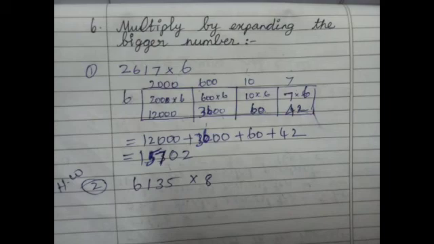So similarly one more sum is given for you. You have to expand the number first, then multiply the number, then finally you can add and find the answer.